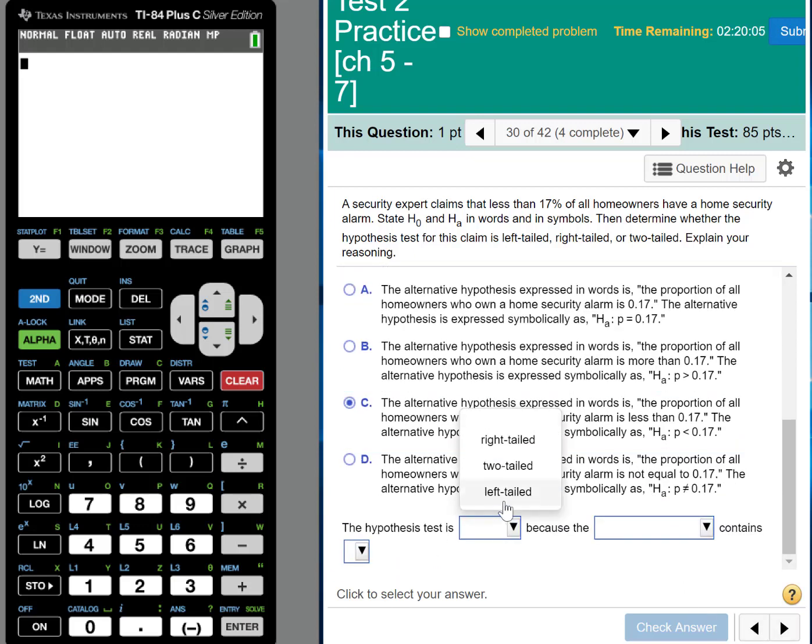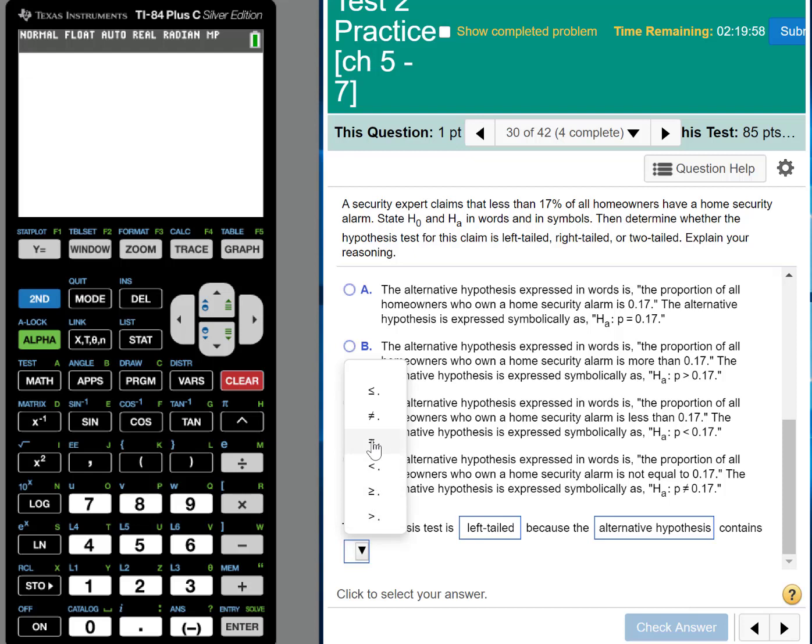The hypothesis test is left-tailed because the alternative hypothesis contains what? Less sign. So this is a very nice exercise, guys, to guide you through stating the null and the alternative and know whether the test is a left-tailed or right-tailed test. Remember, left-tailed test, the alternative has less than. Right-tailed test, the alternative has greater than. And two-tailed test, the alternative has not equal to.